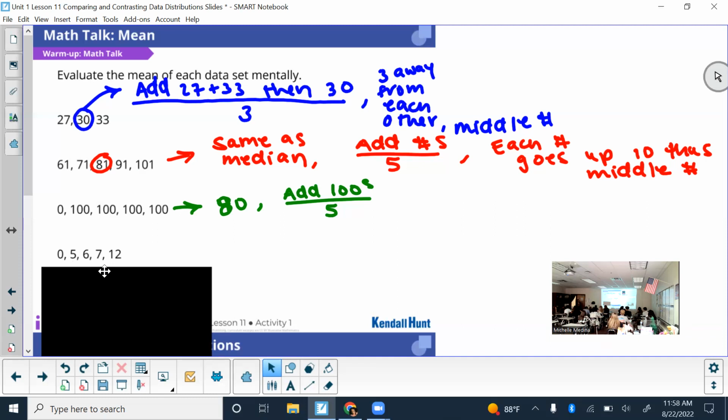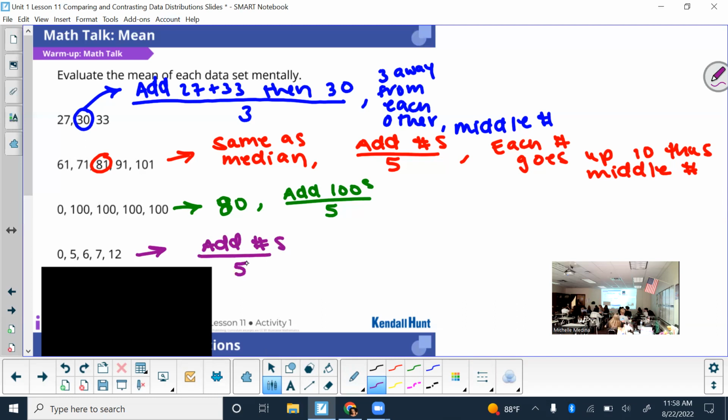Michael, the mean. Yeah, I added them up, and then I divided by 5, which is like 6. You added the numbers and divided by the number of data points, which is 5. Anyone do a different way?